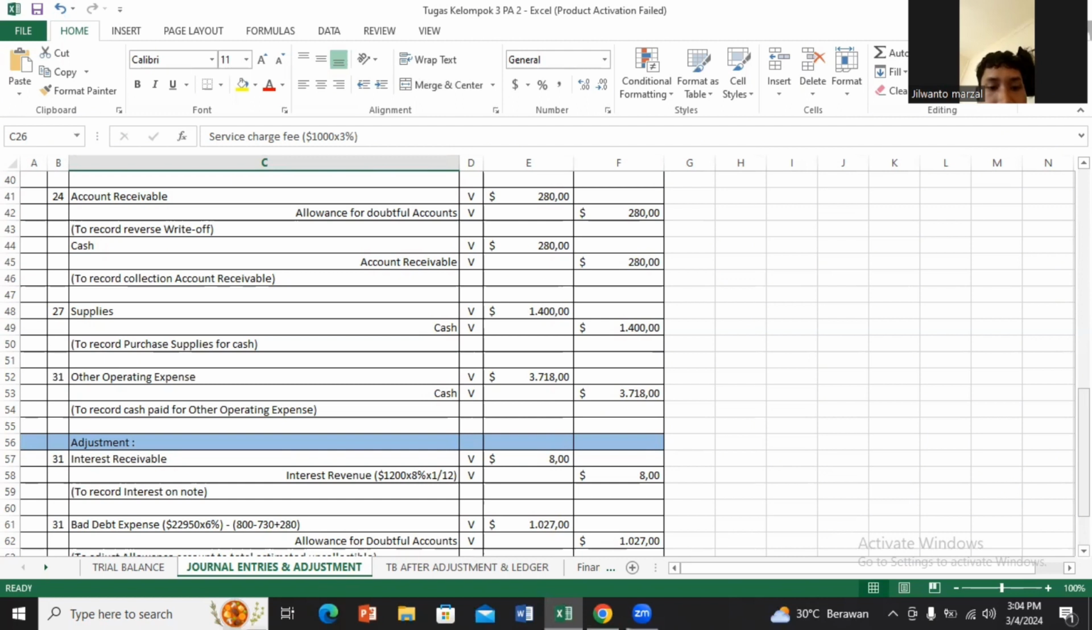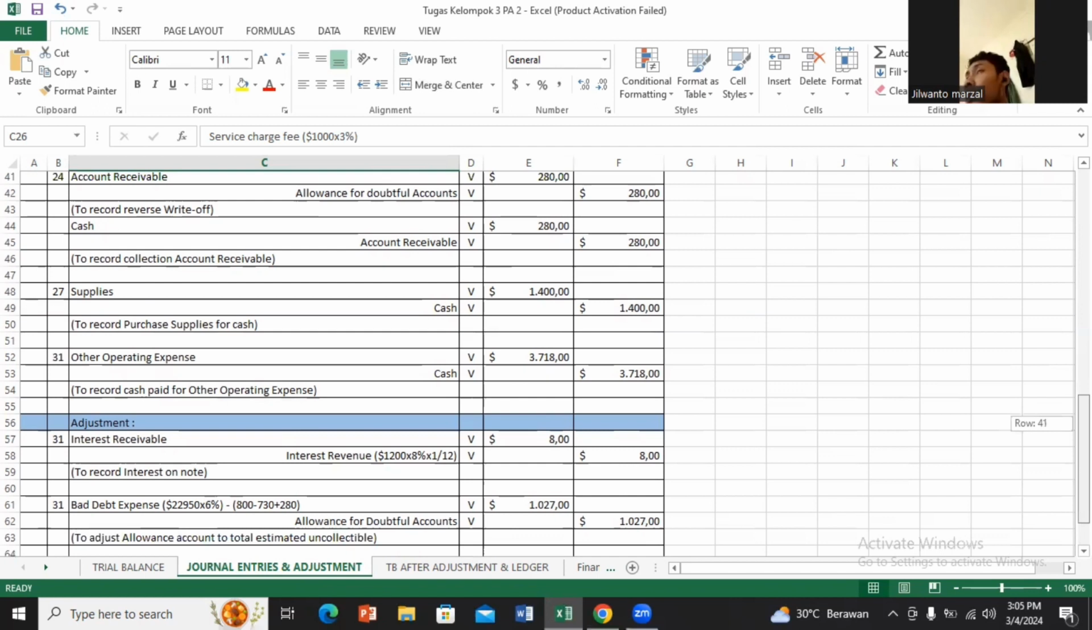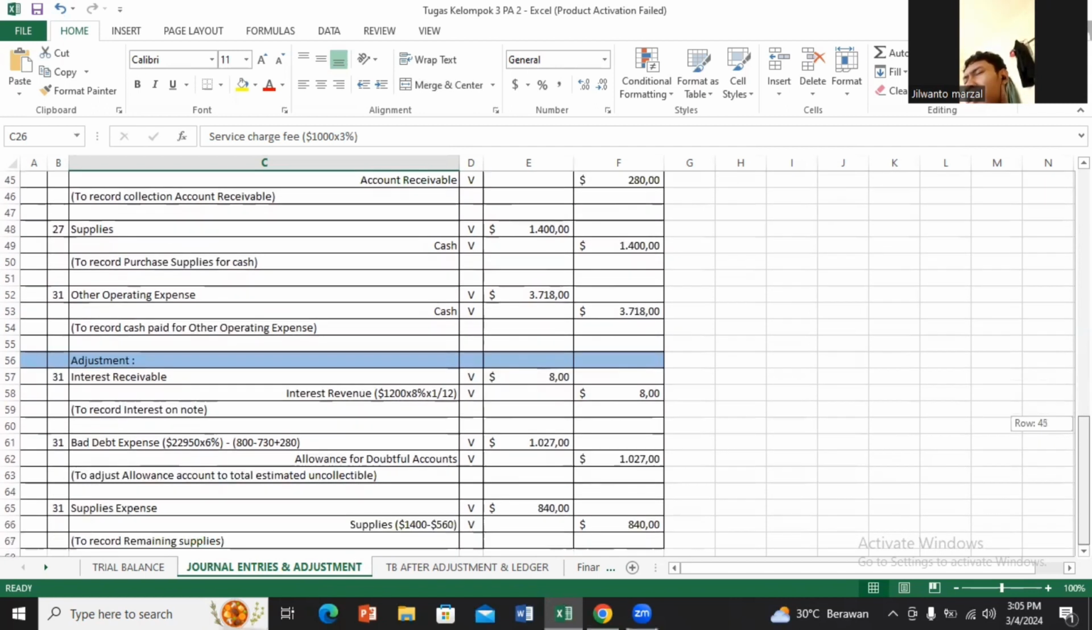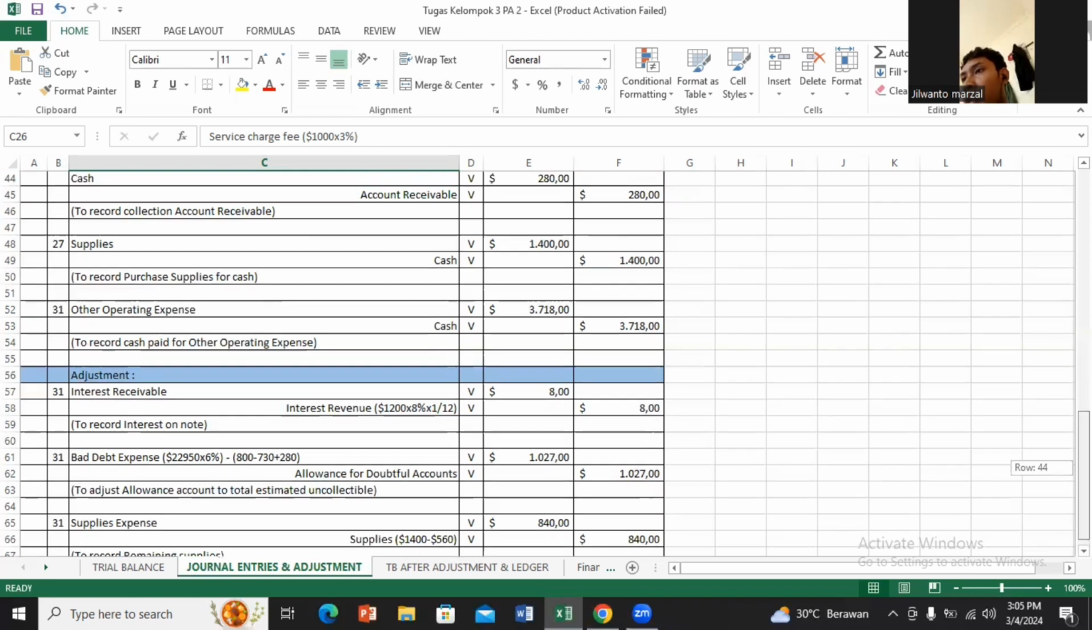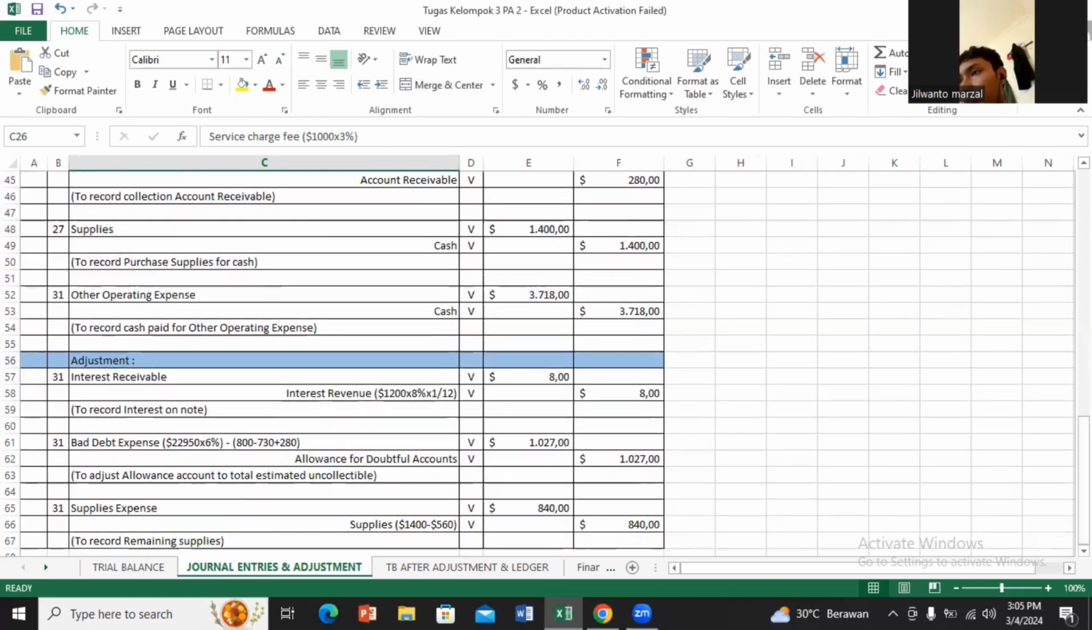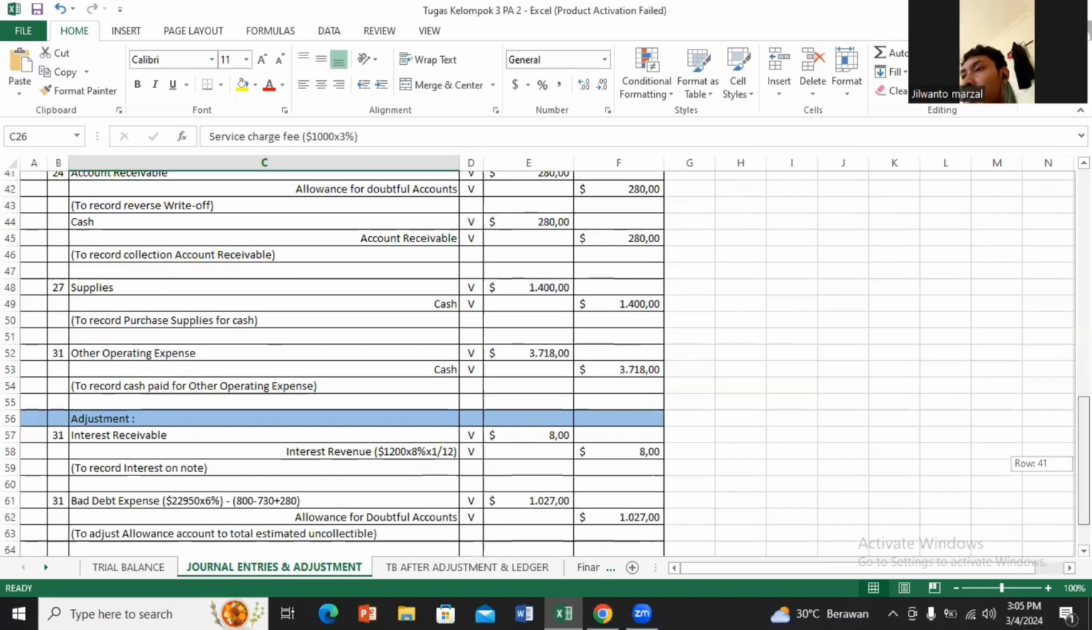Bad debt expense. Bad debt is expected to be 6% of the January 31 account receivable. So 6% from our account receivable. Our account receivable for this month is $22,950, and then 6% of that is $1,377. And then we minus it with 800 minus $730 plus $280.